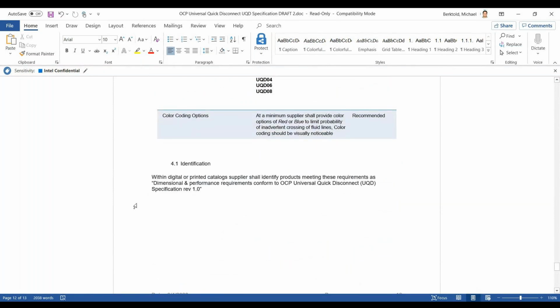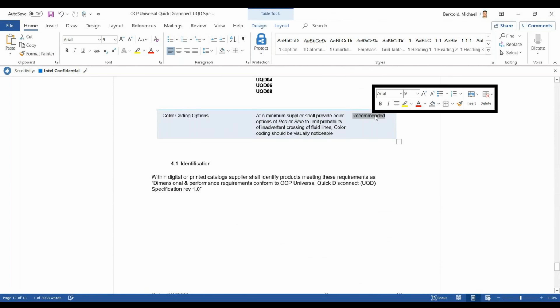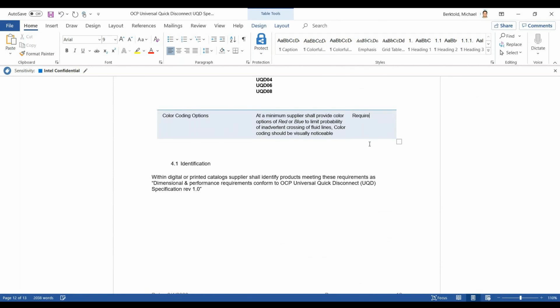Section 4.1. You said it at a minimum, but then it's showing recommended. Good point. That should be required. This here should be required? Yep. Thanks, Dale.